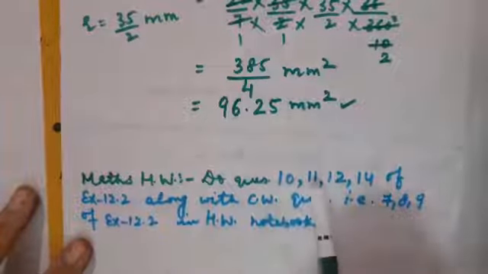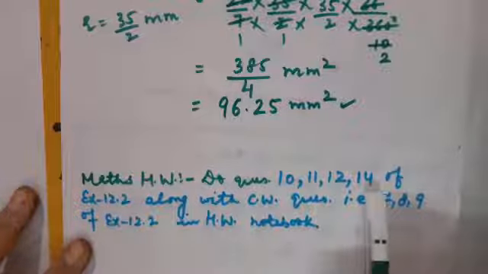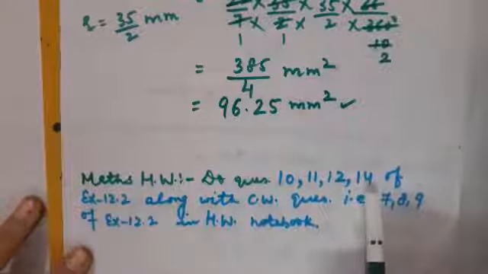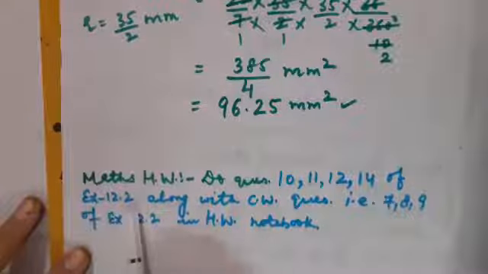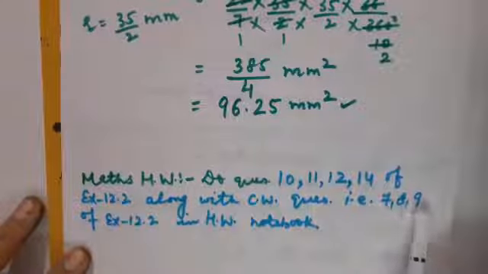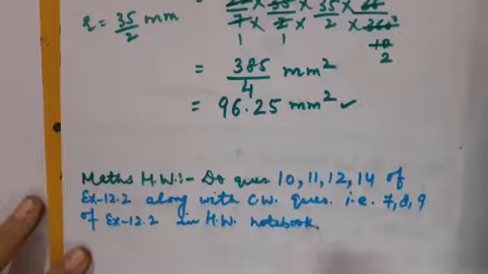So in that case, the area of the sector will be for 45 degree. Correct? 11th is very simple. You can do it. 12th and 14th. 14th is in the form of MCQ. But you have to do it in your homework notebook of exercise 12.2 along with classwork questions, that is 7, 8 and 9 in homework notebook. Clear, children? So that's it for the day.